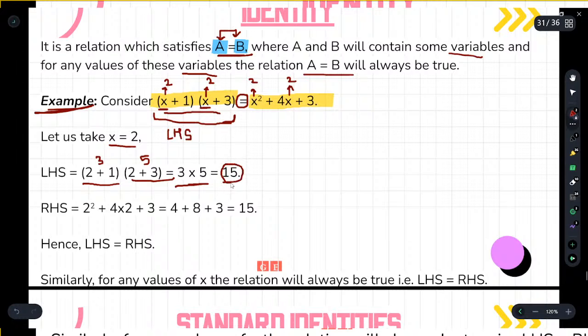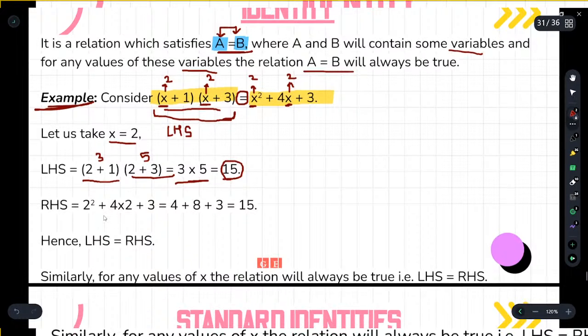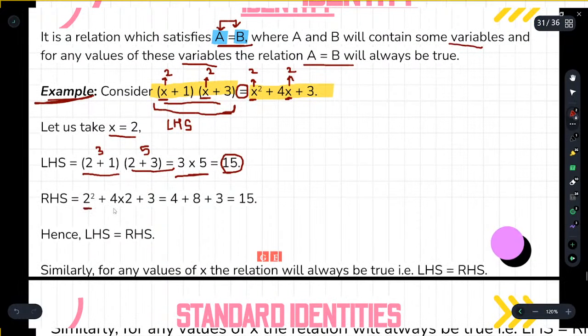Now let's consider our RHS, or the right side of the equal sign, which is x square plus 4x plus 3. Keeping 2 in the place of x everywhere, what do I get? 2 square plus 4 into 2 plus 3, right? Now 2 square means 2 into 2, okay?